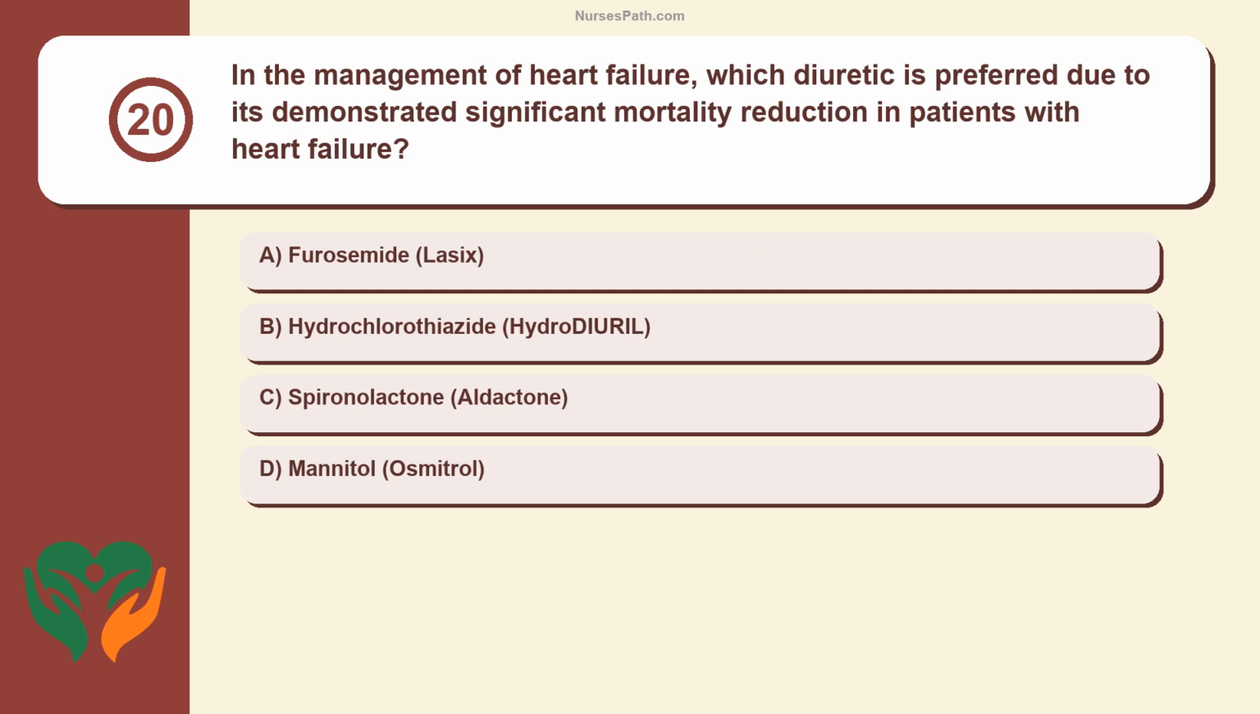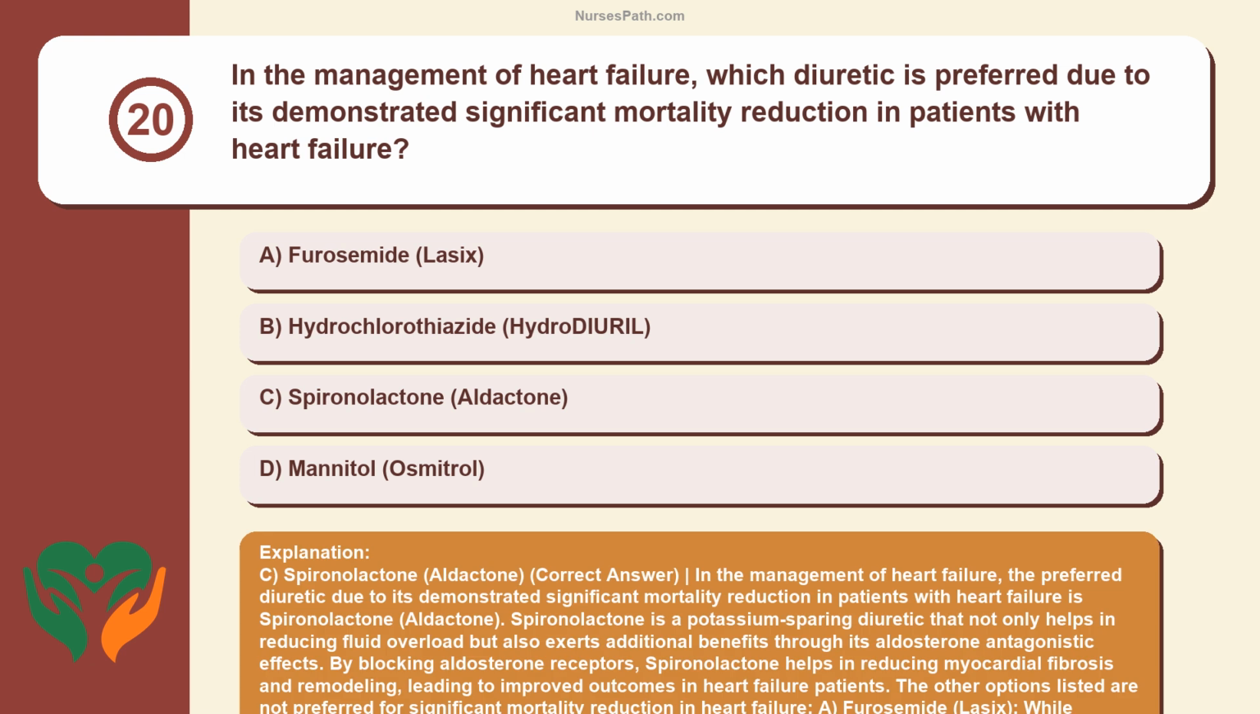Question 20. In the management of heart failure, which diuretic is preferred due to its demonstrated significant mortality reduction in patients with heart failure? A. Furosemide, Lasix. B. Hydrochlorothiazide, Hydrodiuril. C. Spironolactone, Aldactone. D. Mannitol, Osmitrol. C. Spironolactone, Aldactone. Correct answer. In the management of heart failure, the preferred diuretic due to its demonstrated significant mortality reduction in patients with heart failure is spironolactone, Aldactone.